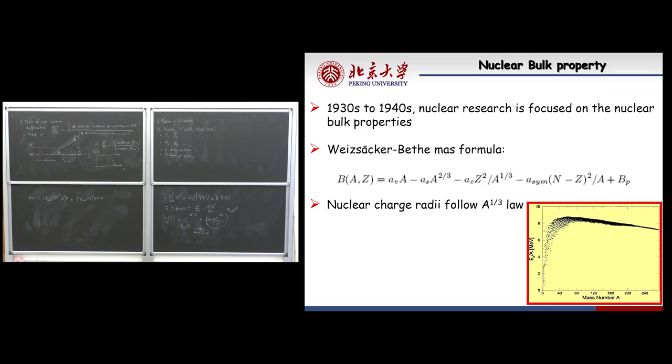Or in other words, it is in the correct way, but not well defined, right? The drip line means that when you add neutrons or add new protons, it doesn't add binding. Or when you remove a proton or a neutron from the nucleus, it doesn't cost energy, right? So that's a drip line. In such a way we can already define it.